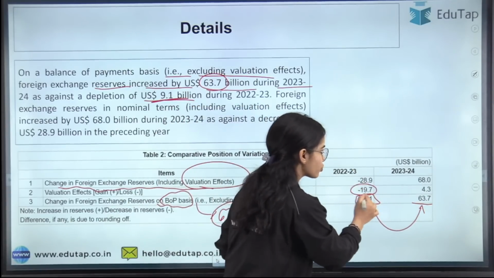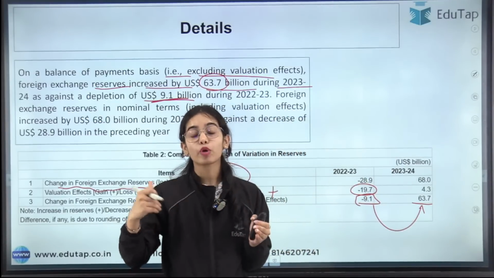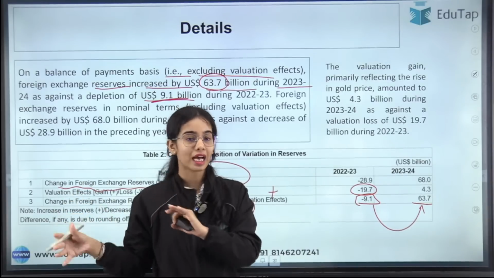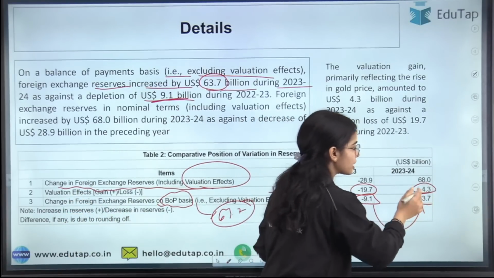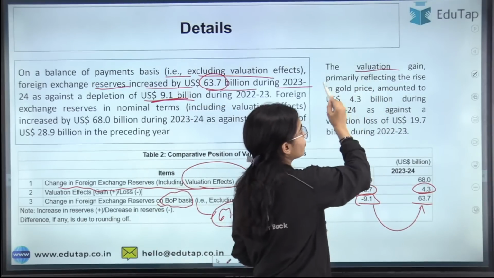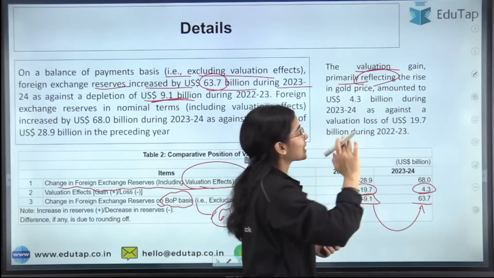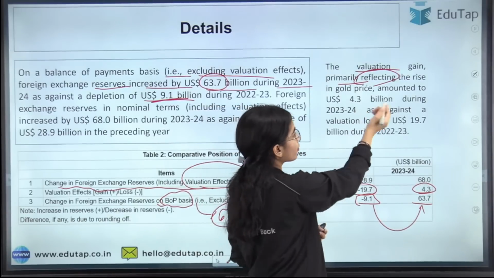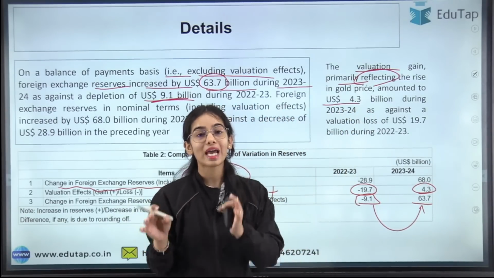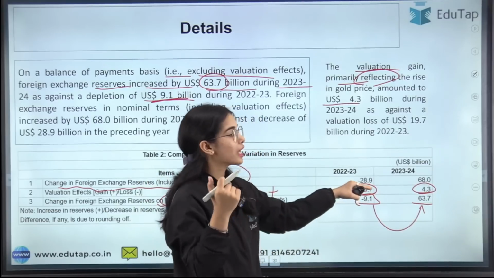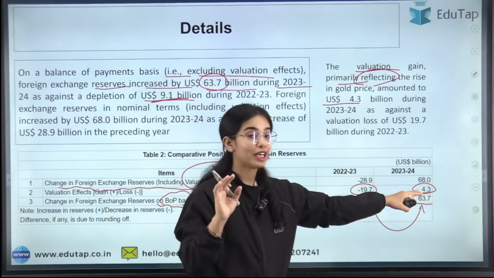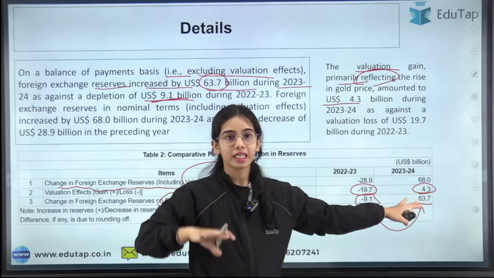The valuation change was negative. That means $19.7 billion of loss that we handled. But in this year, there is a valuation change where the value has increased. So the valuation gain, primarily reflecting the rise in the gold price, amounted to $4.3 billion during 2023-24 as against the loss that we faced in the previous year of $19.7 billion. So in this year, the valuation actually improved rather than depreciating.